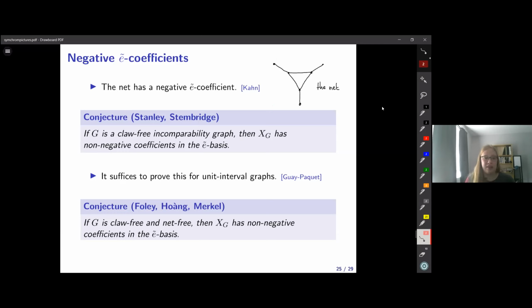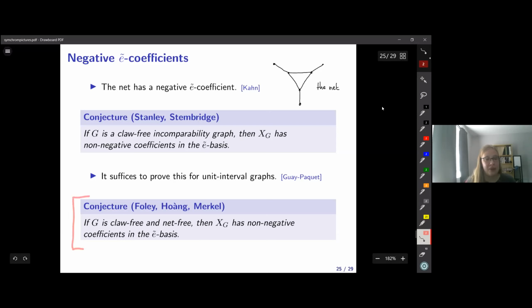And the other thing is there's a conjecture that maybe we don't need to be so restrictive as to go to incomparability graphs. Maybe those two, the claw and the net, are the only two problems. And maybe if G doesn't contain either of them, then xg has non-negative coefficients in the E basis.